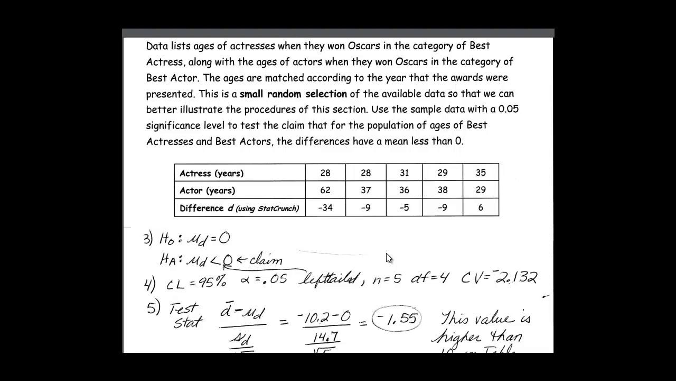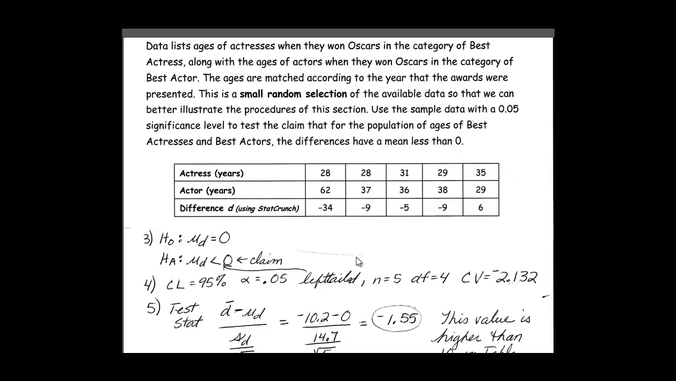or twins paired data, or a before and after paired data. In this case, we have data that lists the ages of actresses when they won Oscars in the category of Best Actress, along with the ages of actors when they won Oscars in the category of Best Actor. The ages are matched according to the year that the awards were presented. So the year is that experimental unit, and we're looking at two different pieces of information: the age of the Best Actress and the age of the Best Actor.